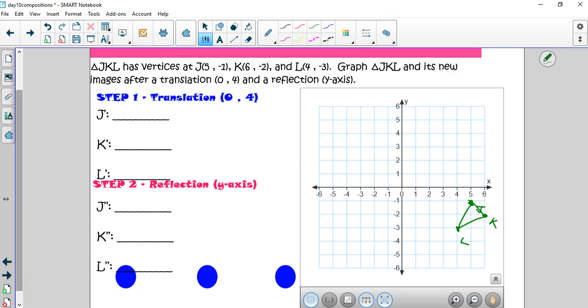So first step, translate it (0, 4). Remember, the 0 means no movement left and right. All we're doing is moving the entire thing up 4 spaces. So we're going to move J up 1, 2, 3, 4 spaces. And K, 1, 2, 3, 4 spaces. And L, 1, 2, 3, 4 spaces. So here's my J prime, K prime, and L prime.